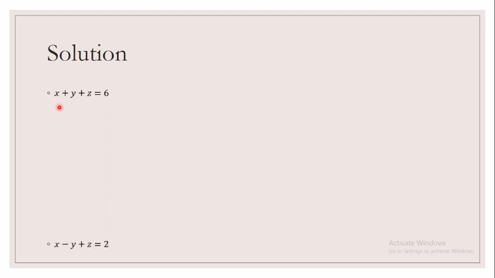So I wrote the third row as the first row, and the first and second rows are given over here as the second and third rows respectively.